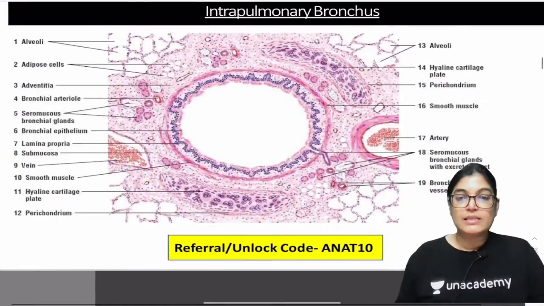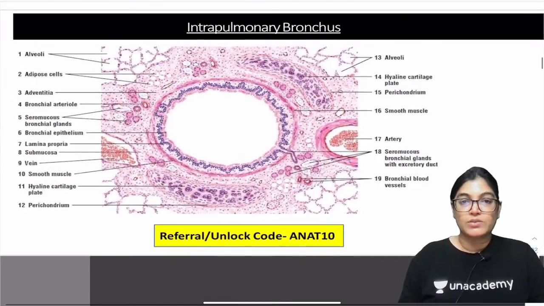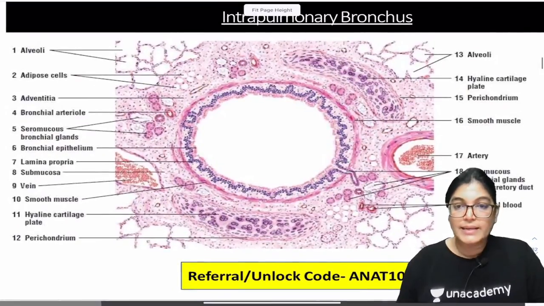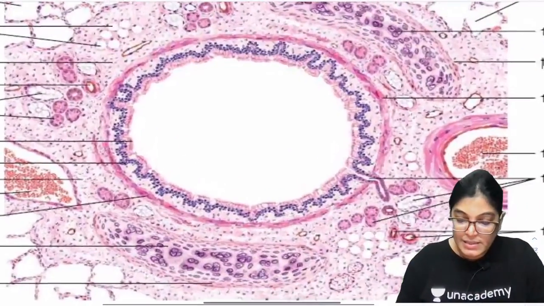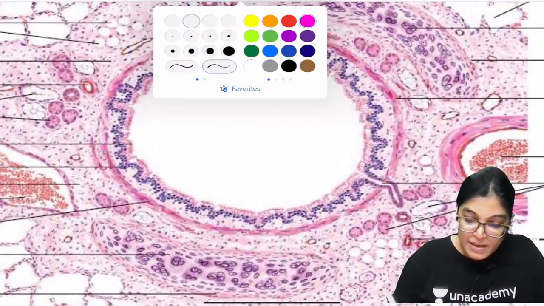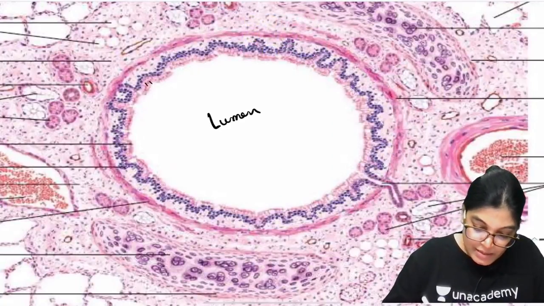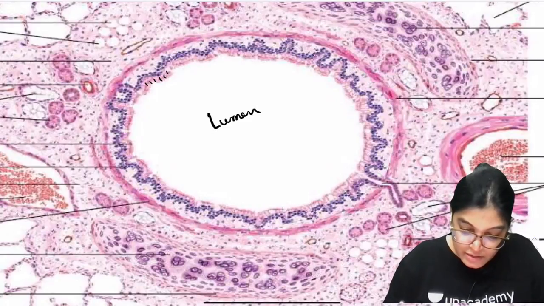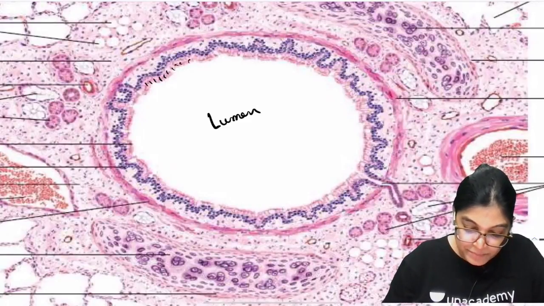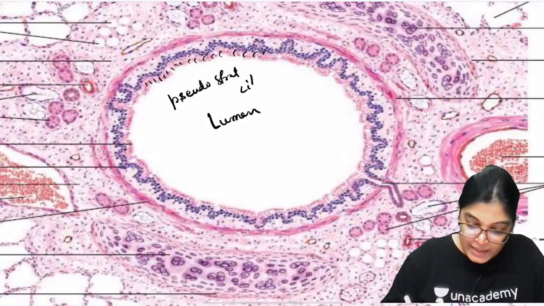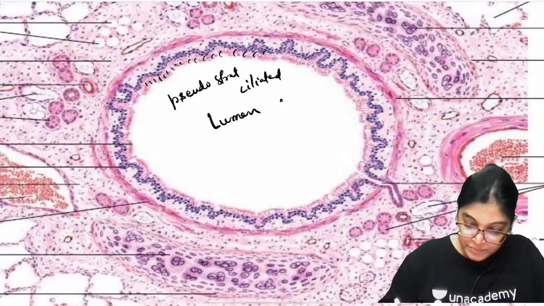See here. This is the slide of intrapulmonary bronchus. So let me highlight it. What you can see in this slide is the lumen and the lining epithelium. These are the cilia. It is the same as respiratory epithelium, pseudostratified ciliated columnar epithelium.